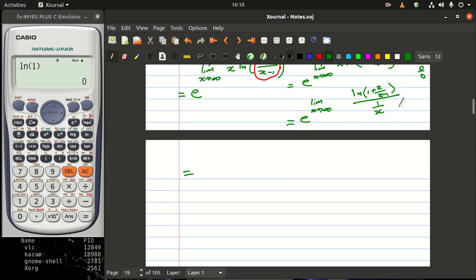So this thing here, we know that this is going to be infinity. 1 over infinity is going to be 0, and this one is going to be infinity. 2 divided by infinity is going to be 0. 0 plus 1 is going to be 1. Ln of 1 is 0, so we're having a 0 over 0.